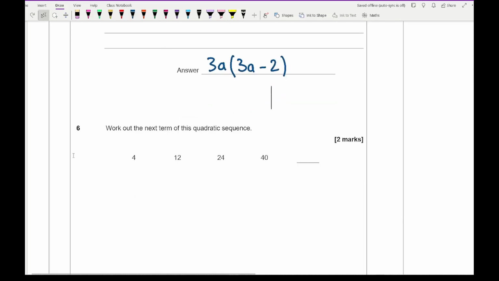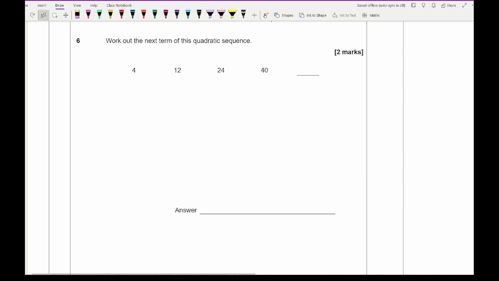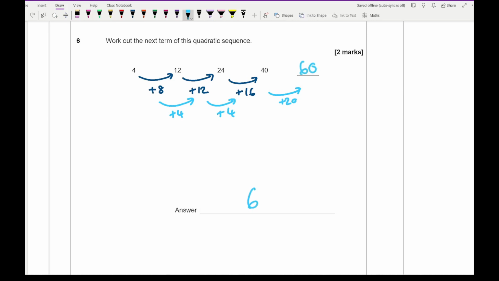With question 6, it says work out the next term of the quadratic sequence. The easiest way of doing this, rather than finding the nth term, is just working out the differences. Here we've got +8, then +12, then +16. As you can see, the difference is increasing by 4, which means the next difference is going to be +20. So we add 20 to 40, which gives us 60.